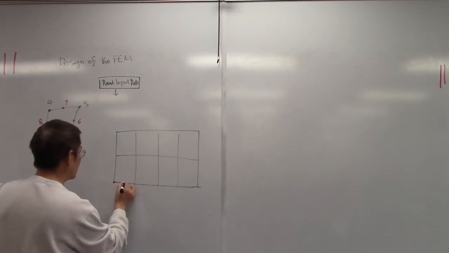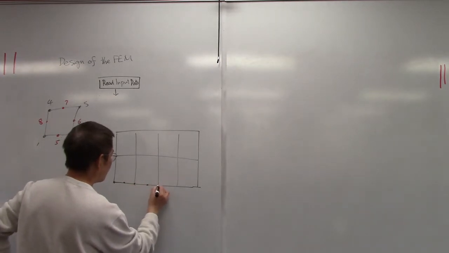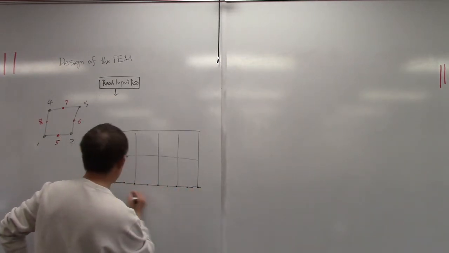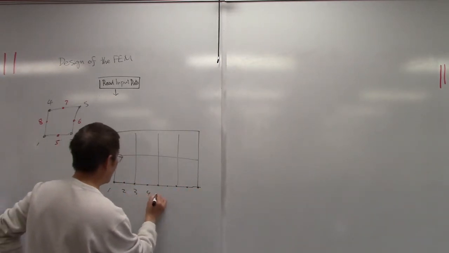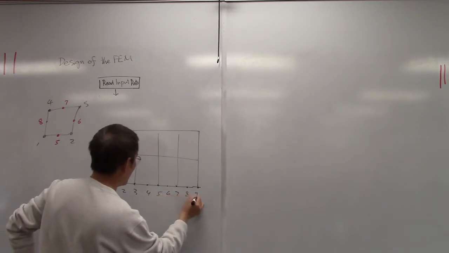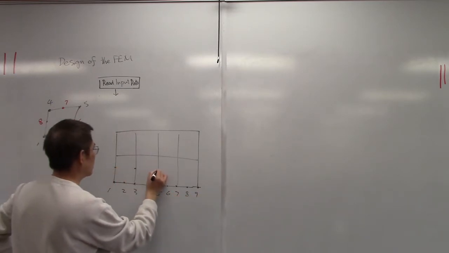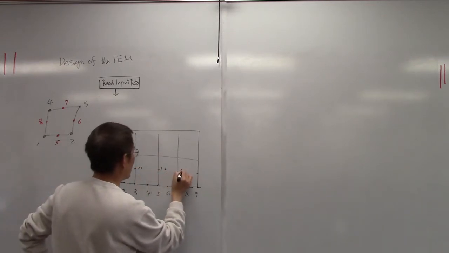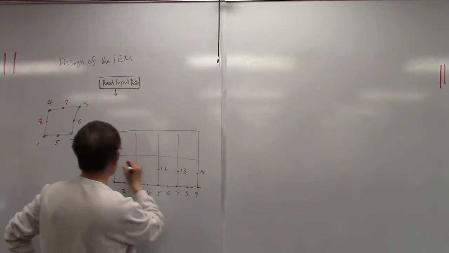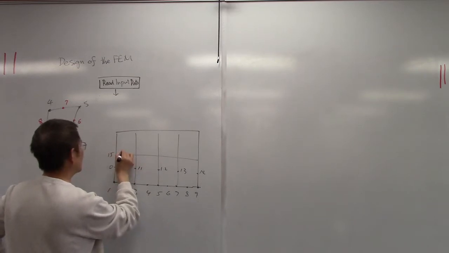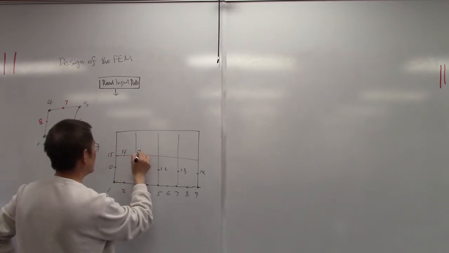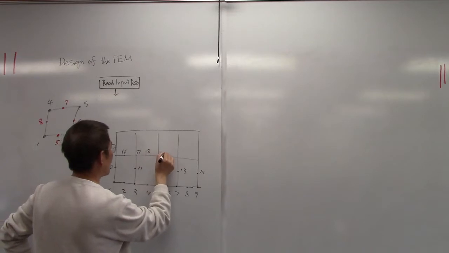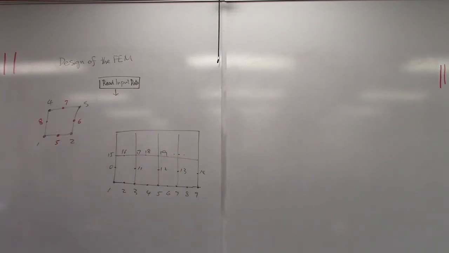these will be 1, 2, 3, 4, 5, 6, 7, 8, 9. You can call it here 10, 11, 12, 13, 14, 15, 16, 17, 18, 19, etc. Okay? So possibly these are the nodal arrangement.